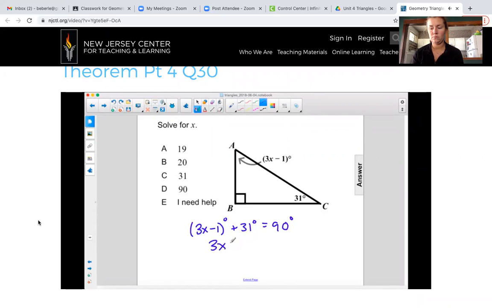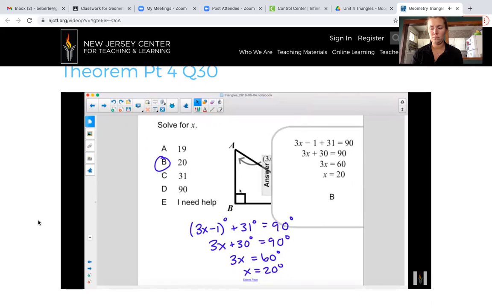So we have 3x plus 30 degrees equals 90 degrees. Subtract 30 from both sides, and we get 60 degrees. Divide both sides by 3, and we get 20 degrees. So x equals 20. The answer is B.